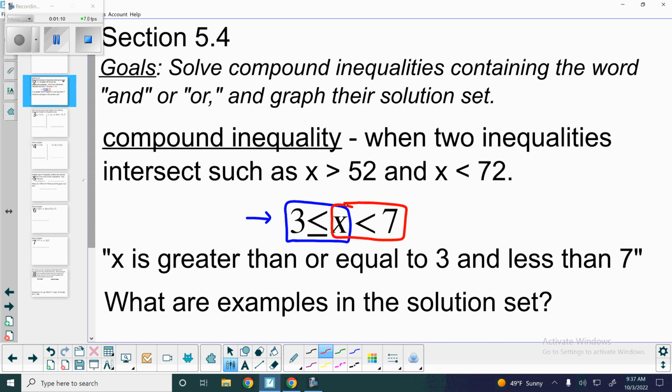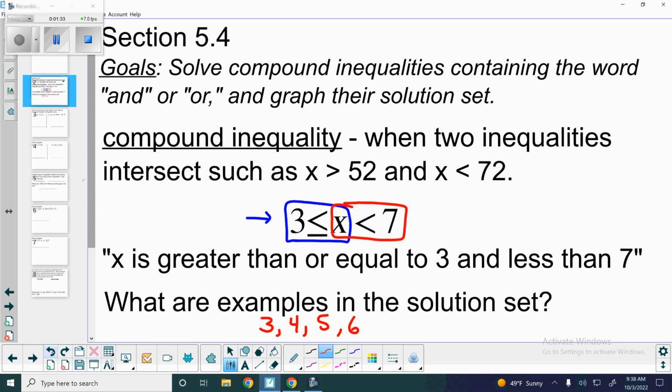So if I ask you what are examples in the solution set, okay, you could say that 3 is in the solution set because it's equal to that, along with 4, 5, and 6. It's not actually equal to 7 because it's just less than 7. So the fractions and decimals that are in there would also be something that you could include. So you could go all the way up to like 6.9, but you can't actually get to 7.